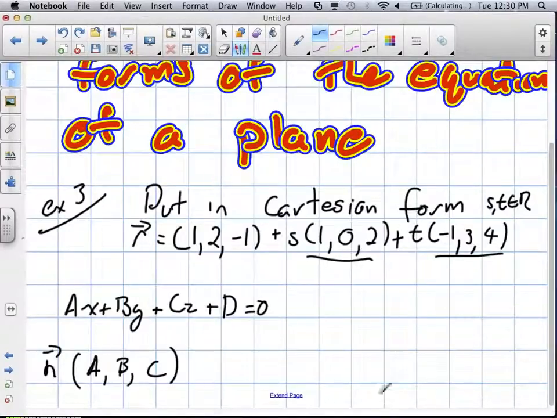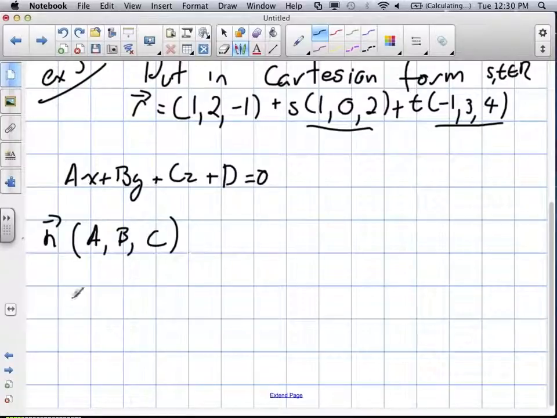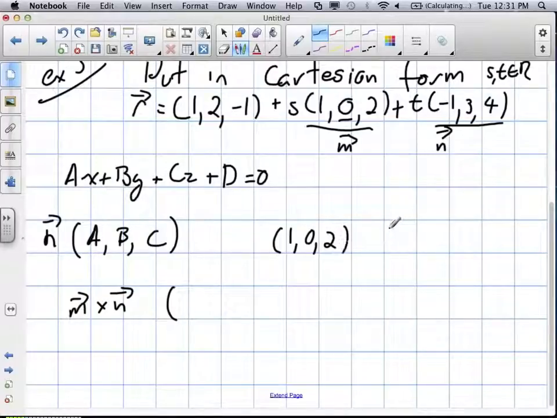What we're going to do is find the cross product of these two. We'll call them direction vector M and direction vector N, so we're going to find M cross N. Actually, we'll rewrite the two of them: 1, 0, 2, and negative 1, 3, 4. We'll call N our second, and M our first.